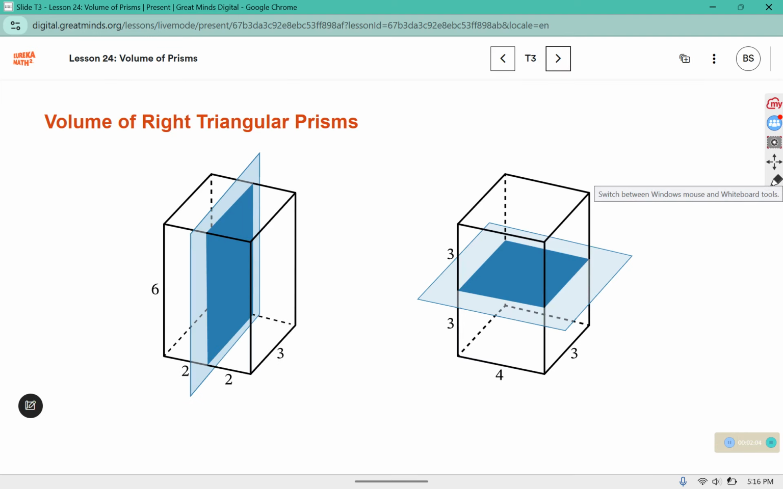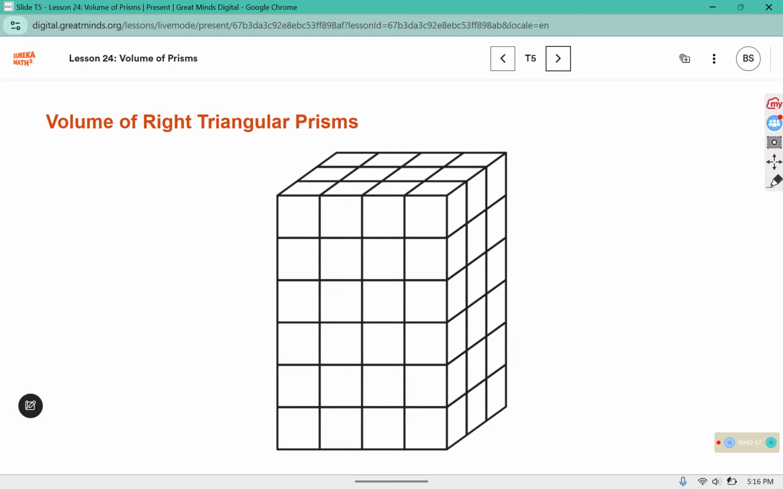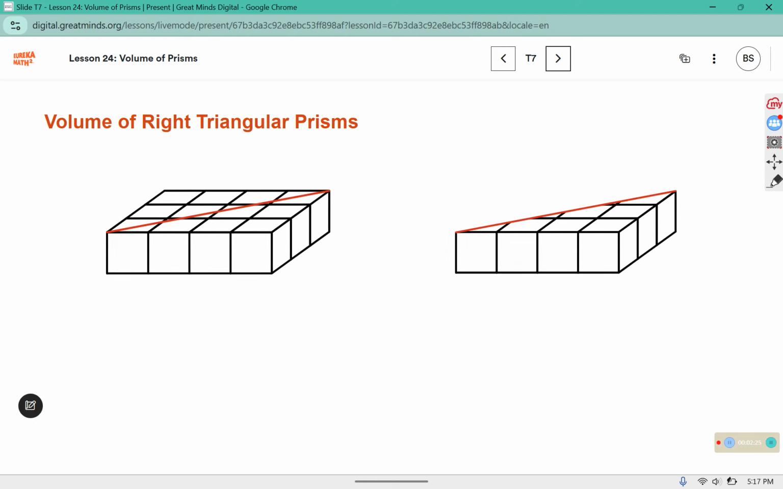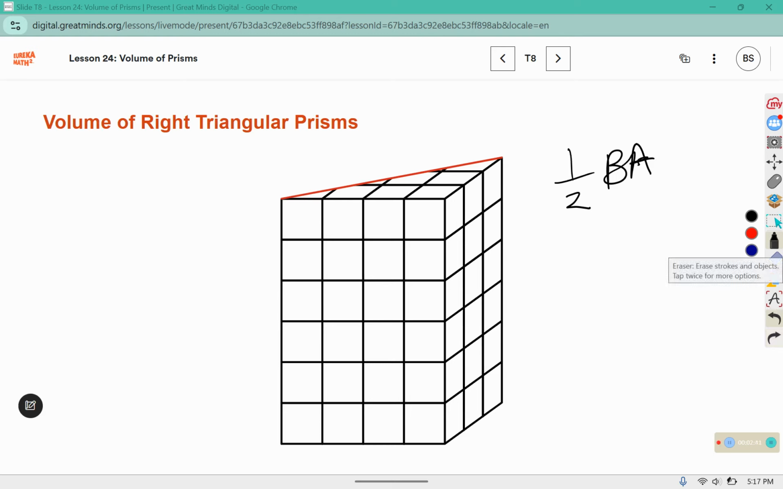So you can see that they've cut them into different sections, showing different ways that we could cut the rectangular prism into 2 parts. If we look at one level of that, here we have the base, and we're cutting the base in half. So the shape of this would be half of the base area, or half of the base area of a rectangle, times the height.